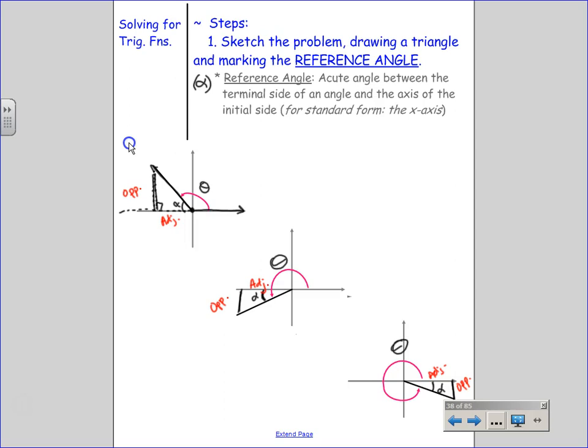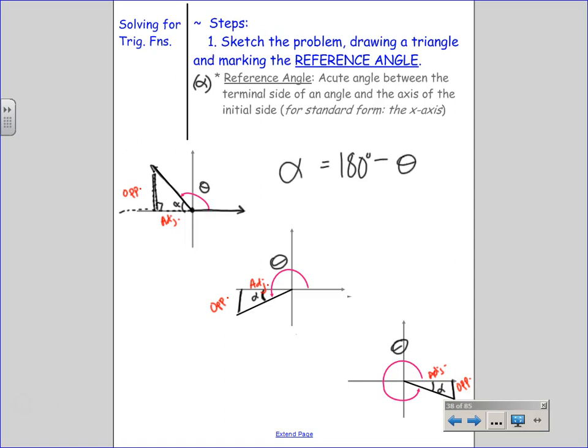But how do we find alpha? Let me give you an example. What if theta was 140 degrees? Can anybody tell me what the reference angle would be if that was 140 degrees? 40 degrees. Yeah, because what did you do in your head? Math. What math? Subtraction. Subtracted what from what? 180 from 140. Oh, so 180 is what you used. 140 is the theta, and you were finding the alpha.